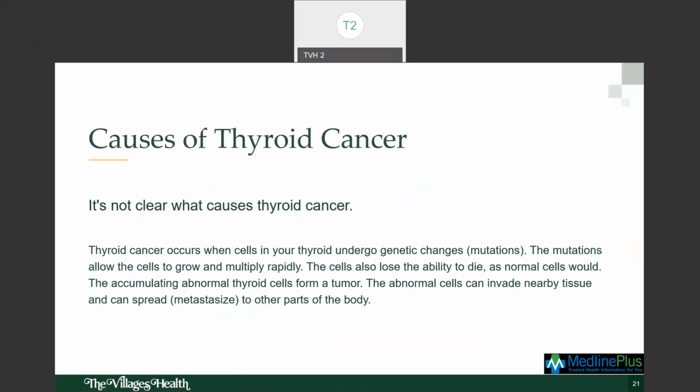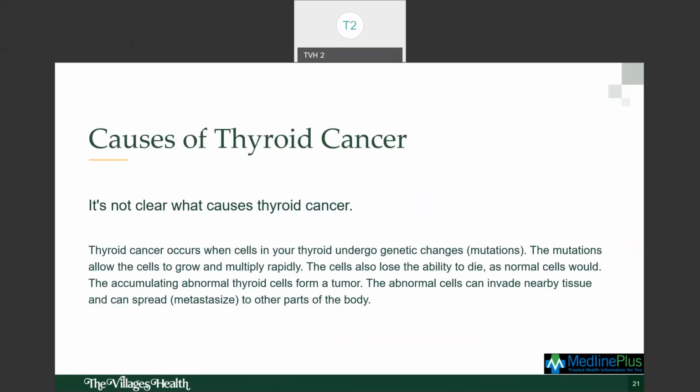Now, as far as a cause of thyroid cancer, it's not actually clear what causes this. We know thyroid cancer happens when the cells in your thyroid gland have some genetic changes. So the mutations, the changes, allow the cells to grow and rapidly multiply. The cells also lose the ability to die, just like normal cells would.